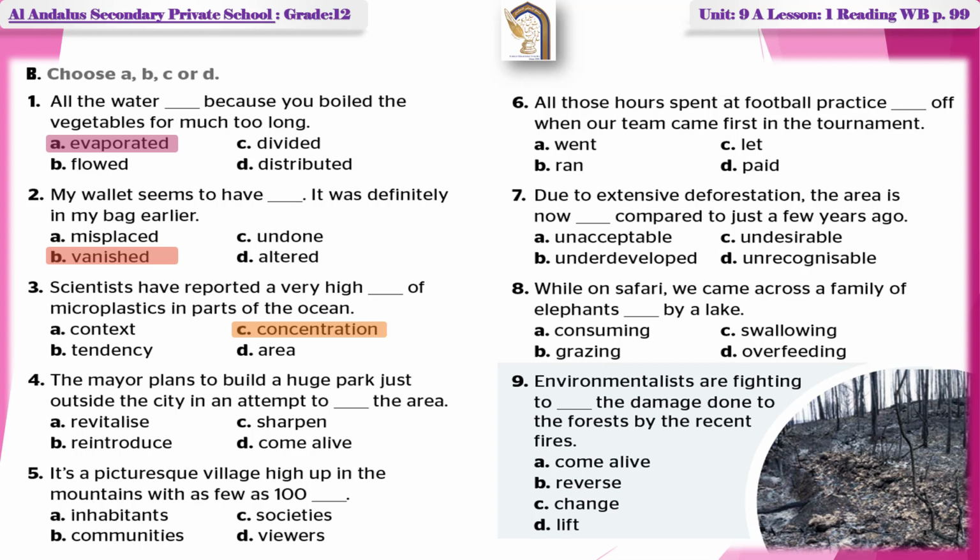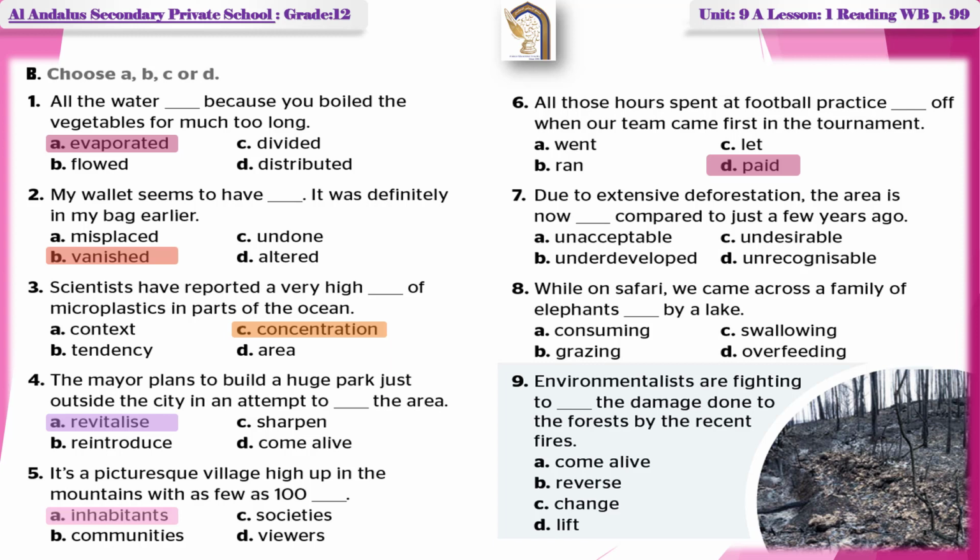Sentence 4. The mayor plans to build a huge park just outside the city in an attempt to revitalize the area. This is A. Sentence 5. It is a picturesque village high up in the mountains with as few as 100 inhabitants. That's right. Sentence 6. All those hours spent at football practice paid off. That's really fantastic. Paid off when our team came first in the tournament.